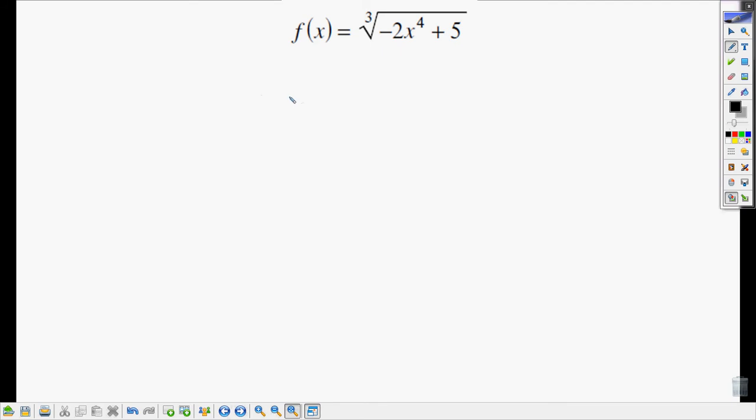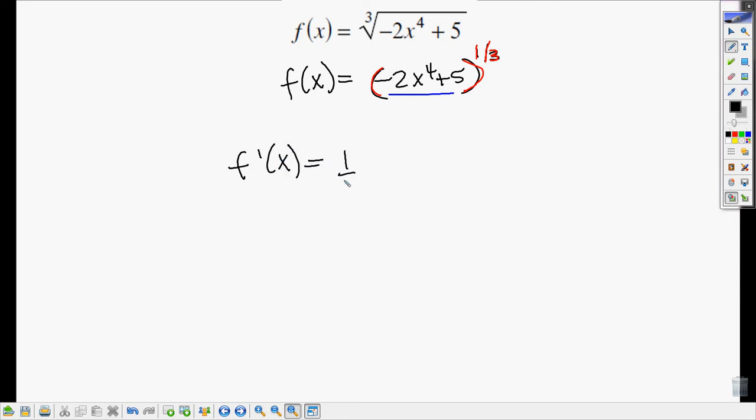So again, this is the same process. I don't really have a root rule per se, so I'm going to write it as an exponent. So again, regardless of what's on the inside, we have to use power rule, and then we're going to take the derivative of the inside. Okay, so f prime, power rule says we drop the power and subtract 1, which is going to be a negative 2/3, times the derivative of the inside function, which is negative 8x cubed.